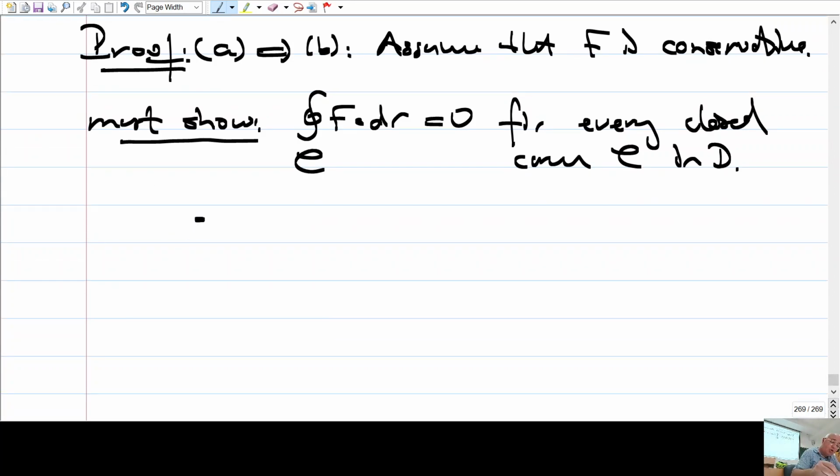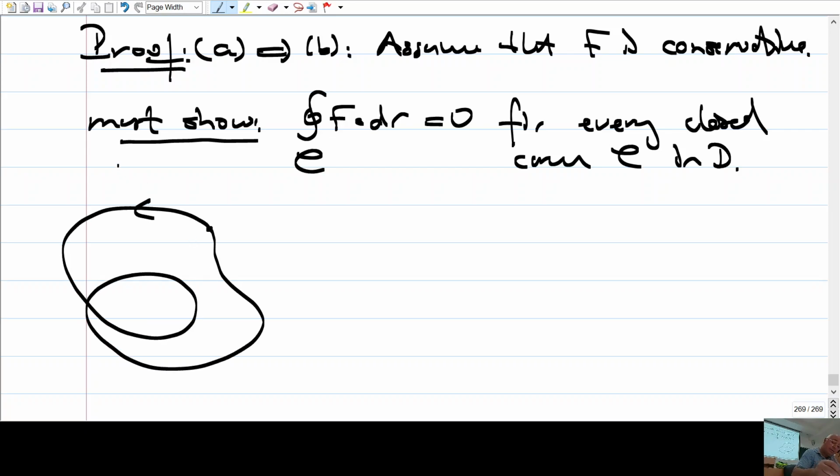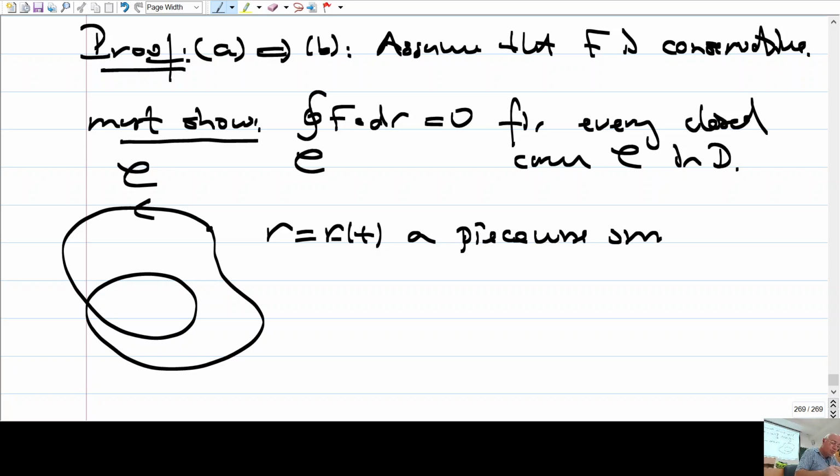Okay, so C is a curve, not necessarily simple, I guess, just a piecewise smooth curve. So it can be something like this. And suppose that r(t) is a piecewise smooth parametrization for C.